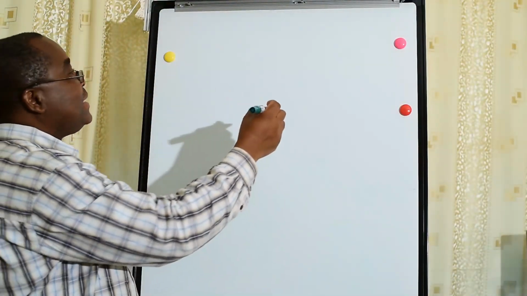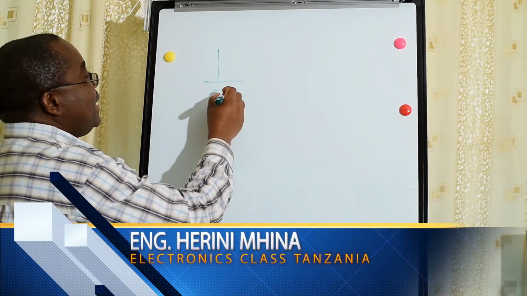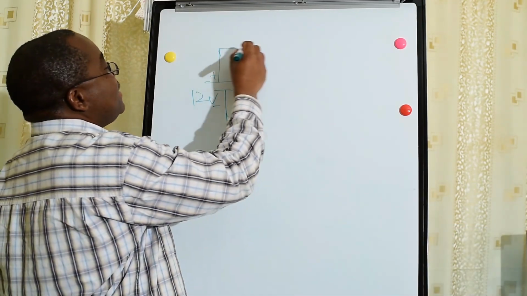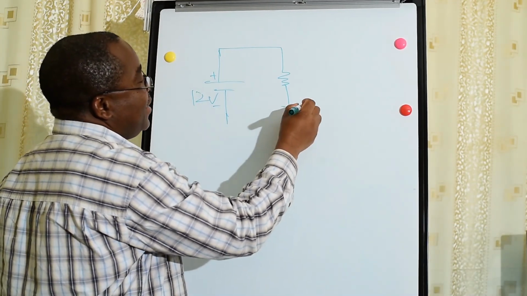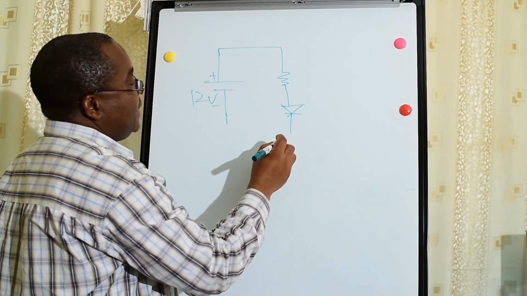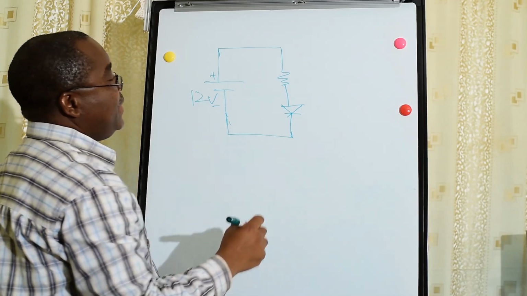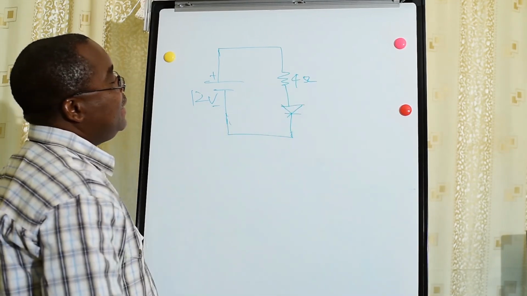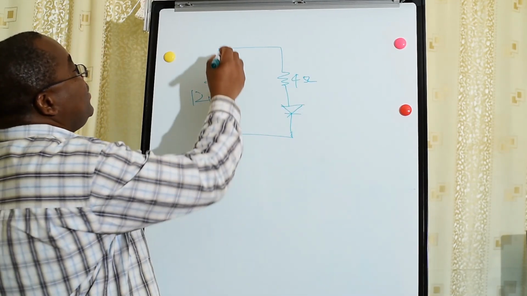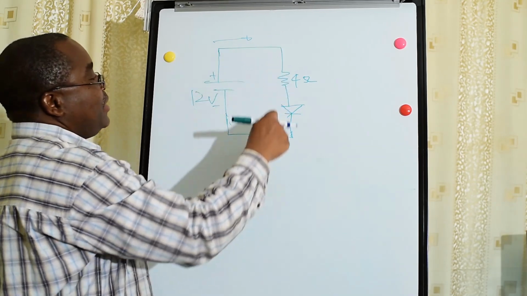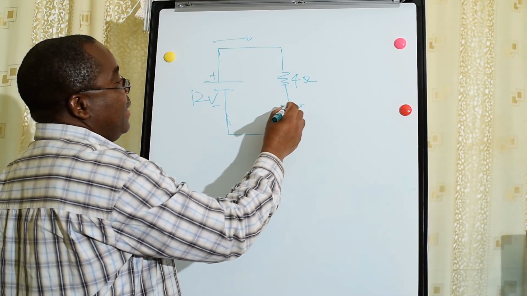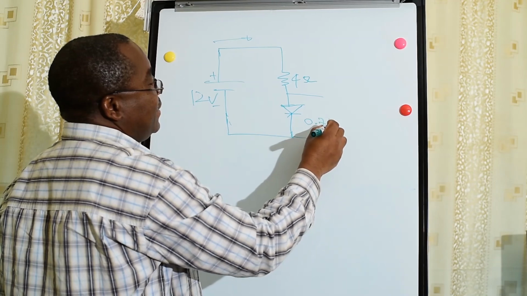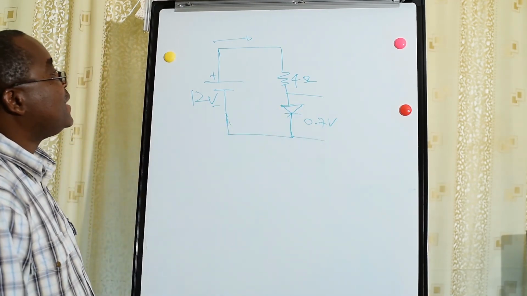Let's see a diode in a circuit. We have our battery here, a 12 volt battery, positive, negative. This is a circuit. We have our resistor here, and we have our diode here. Let's say we have a 4 ohm resistor, and current will flow this way because it is high potential. The voltage here we've seen is 0.7, which will allow the diode to conduct.